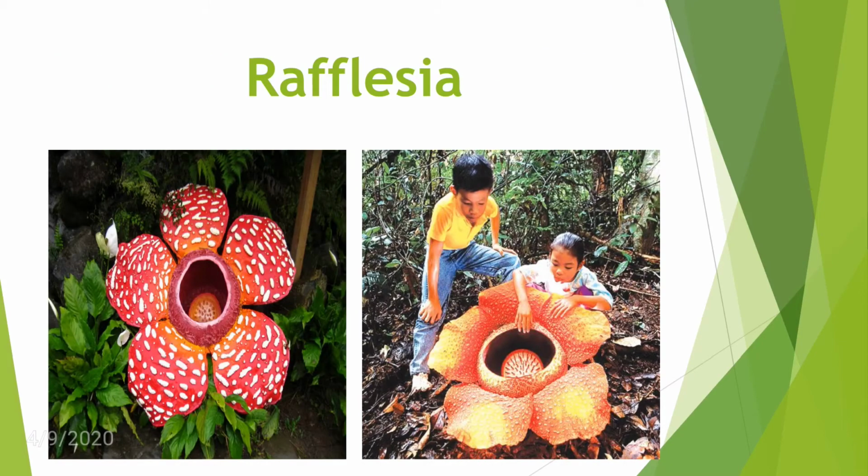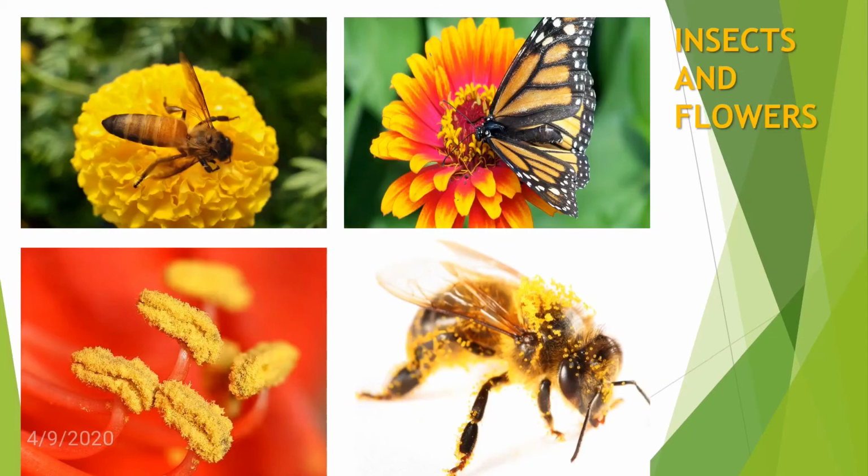Children, do you know? Not all flowers smell good. Flowers like Rafflesia smell like rotten flesh. It is the largest individual flower in the world. Do you know why flowers are attractive, colorful and smell nice? This is to attract insects such as bees and butterflies.